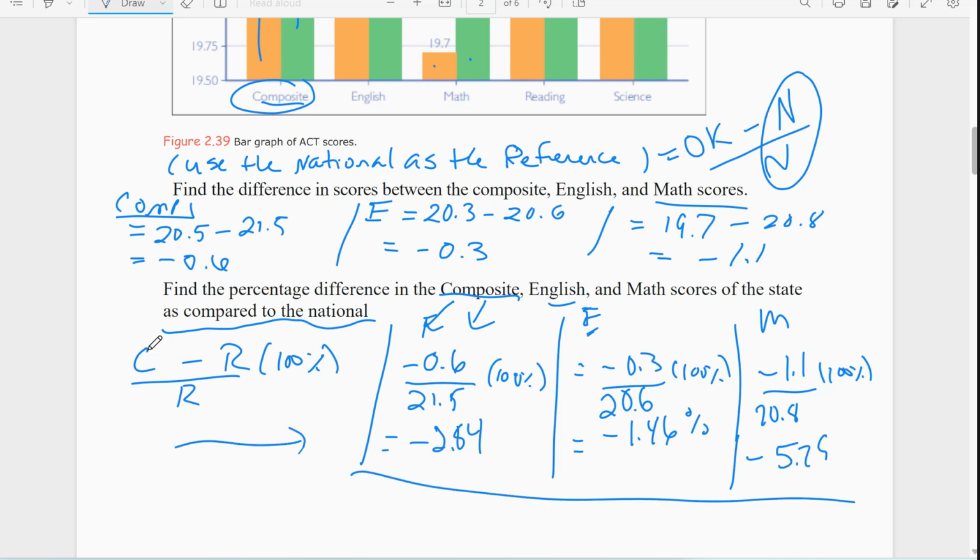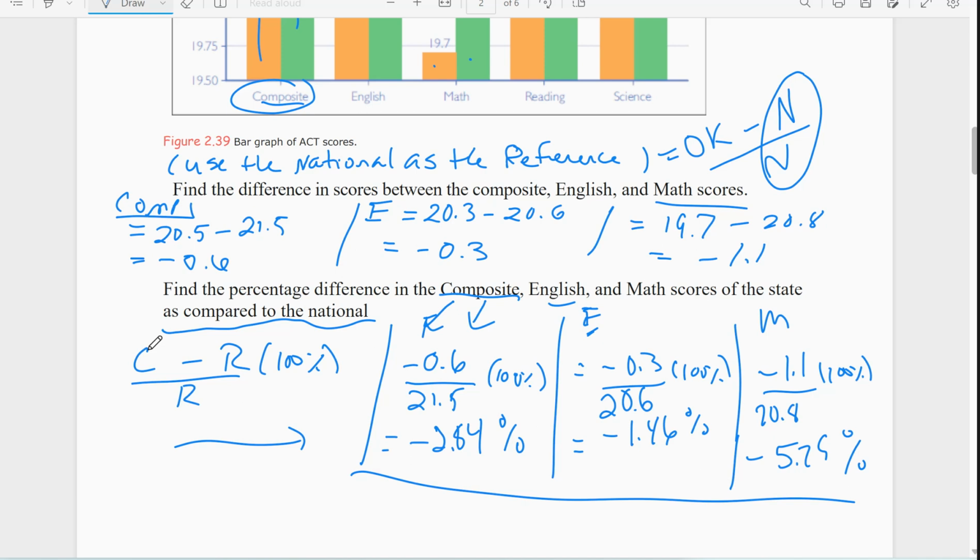All right, again, they all come out, in this case, and it's just this case, when the value we're comparing is smaller than our reference value, it should come out negative. So again, the Oklahoma ACT scores were all less than the national average ACT score. So the composite ACT score, I forgot my percents, for Oklahoma City was 2.84% less than the national average. English scores were a little closer. The Oklahoma City ACT scores were 1.46% less than the national average. And the math scores for Oklahoma City were 5.29% less than the national average.